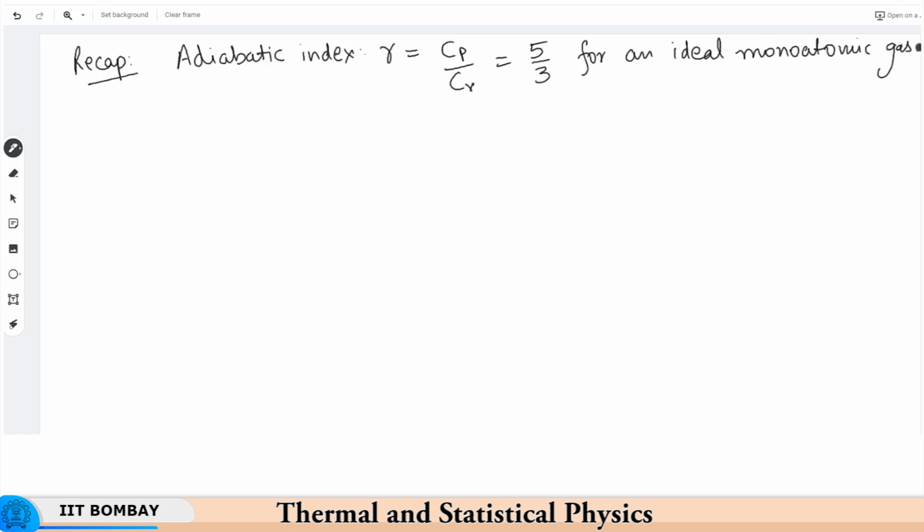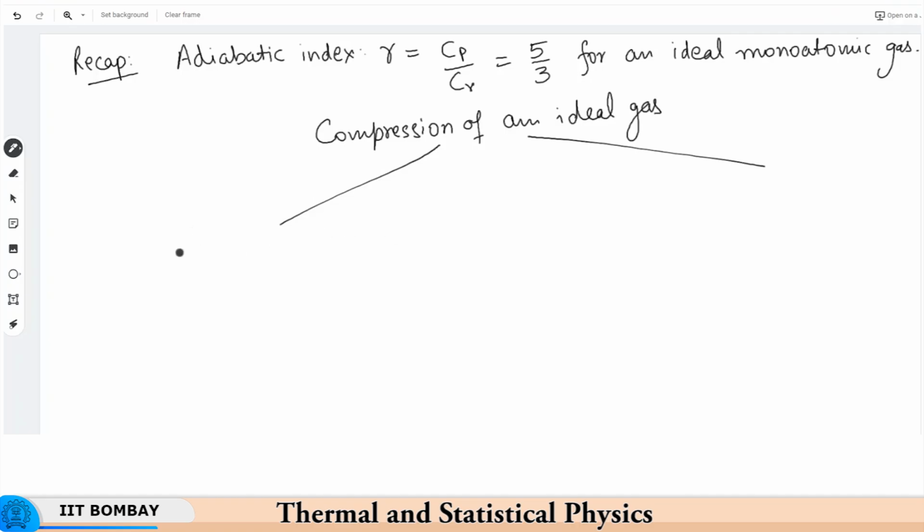Okay. And we also looked at a few more things like compression of an ideal gas, and we saw that we can do it in two ways. One is isothermally, such that when we compress the gas, the temperature of the gas does not change, and the other way is adiabatically, so that heat exchange is not allowed, right.